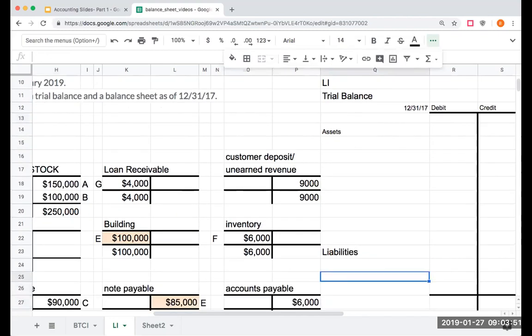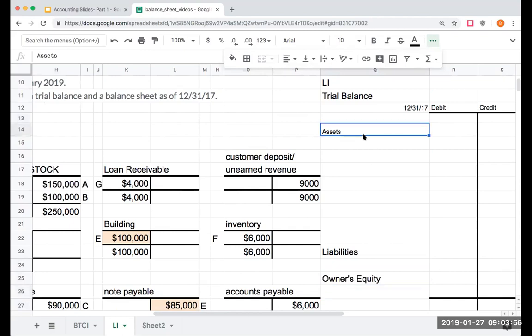I'm going to come down here to owner's equity. Why am I doing this? What does our balance sheet represent? Our balance sheet shows us assets equals liabilities plus owner's equity. If I set up the trial balance like this, my final thing I'm going to have to do is a balance sheet.